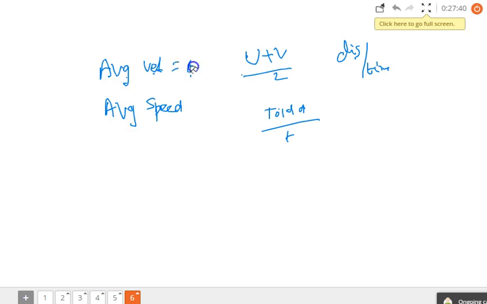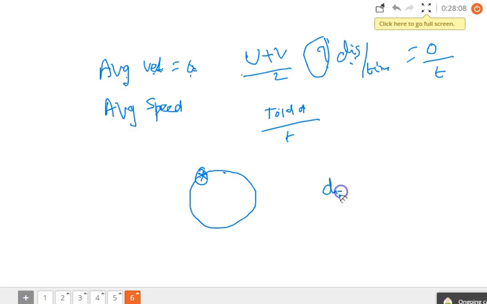When will that velocity be 0? When the displacement is 0. If the numerator is 0, whatever the denominator, that will be 0 only. When the displacement is 0, if an object travels in a circular path, the starting point and ending point are the same, then displacement is 0.